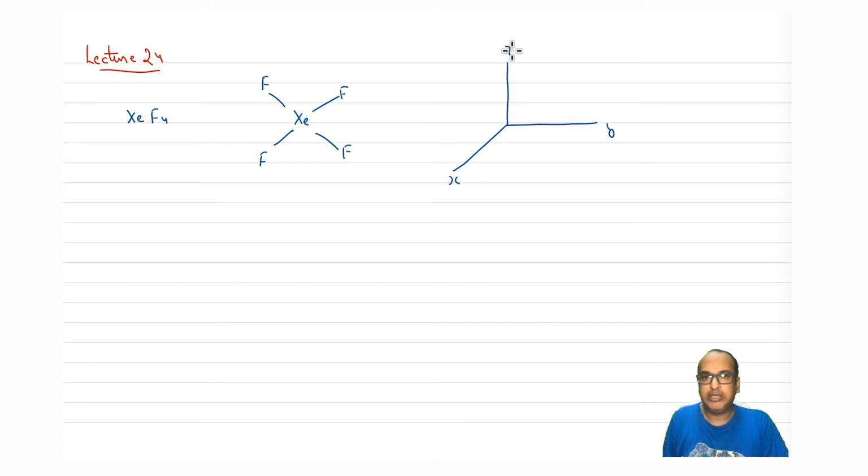So you have X, Y, Z, and you have Xe at the center, with two Xe-F bonds along the X-axis and two Xe-F bonds along the Y-axis, right? That is Y and minus Y, Xe-F, right? So now we should be able to comfortably tell where all the symmetry elements are present, right? So let's see. Now let us try to list down all the symmetry elements and then the corresponding operations.